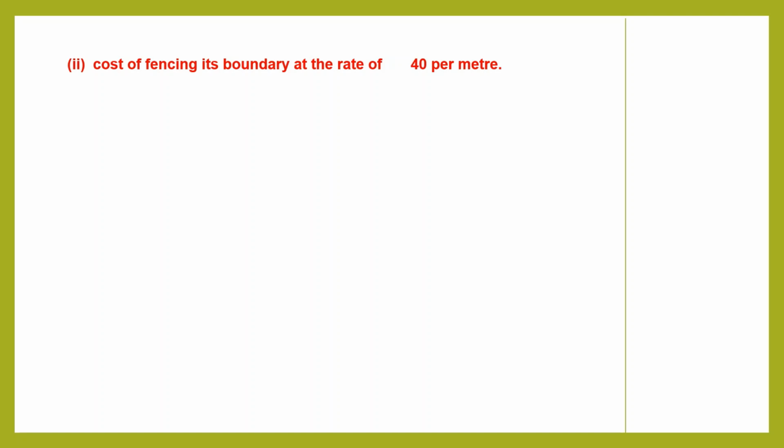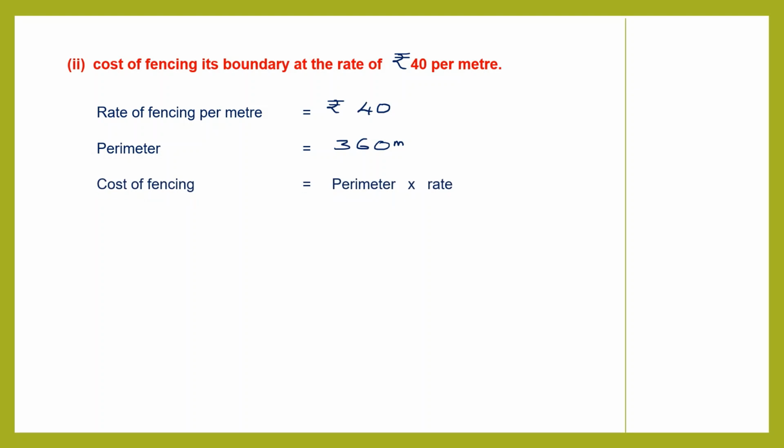Now we have to find the cost of fencing its boundary at the rate of 40 rupees per meter. Fencing the boundary means we are talking about the perimeter. So rate of fencing per meter is 40 rupees and the perimeter is 360 meters. Now we have to find the cost of fencing, that is perimeter into rate. So perimeter is 360 meters and the rate is 40 rupees per meter.